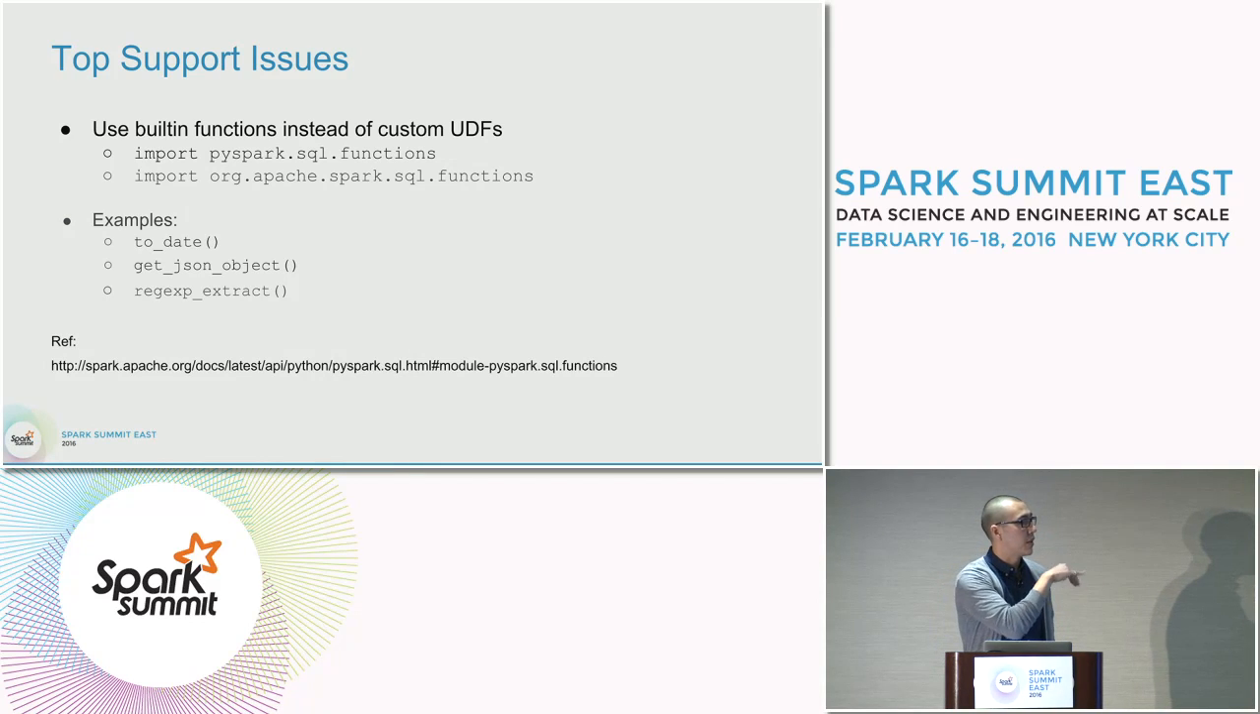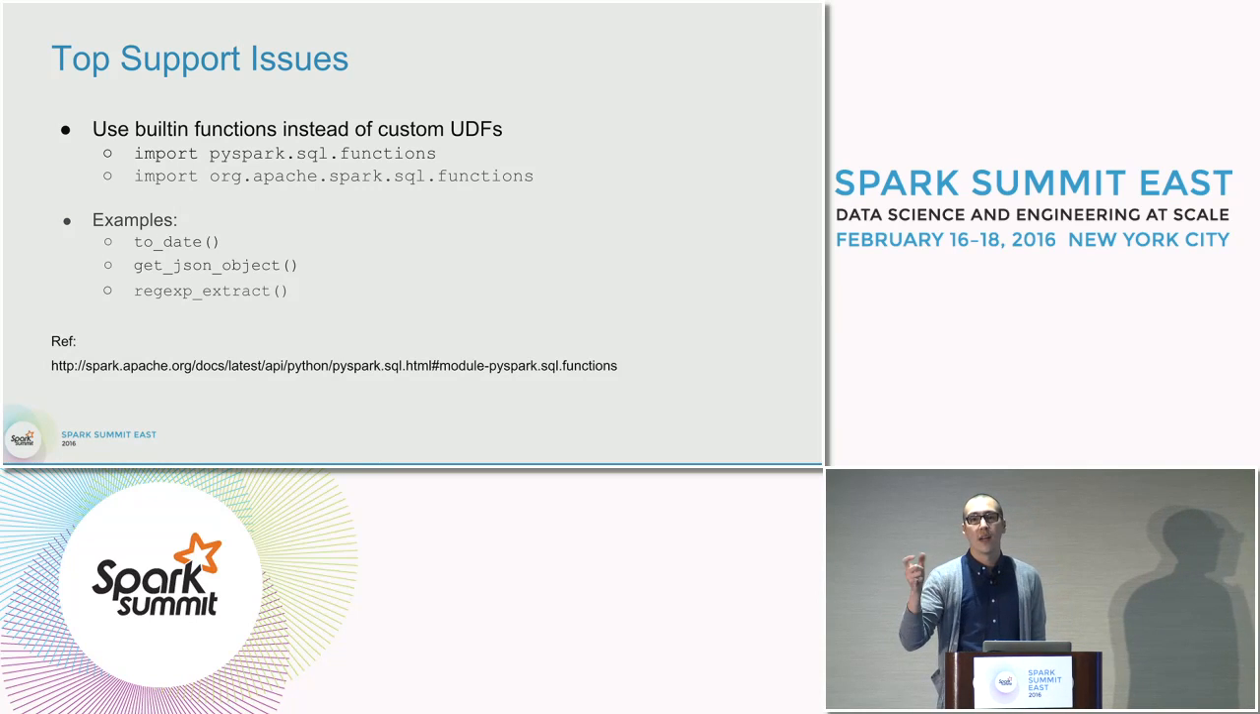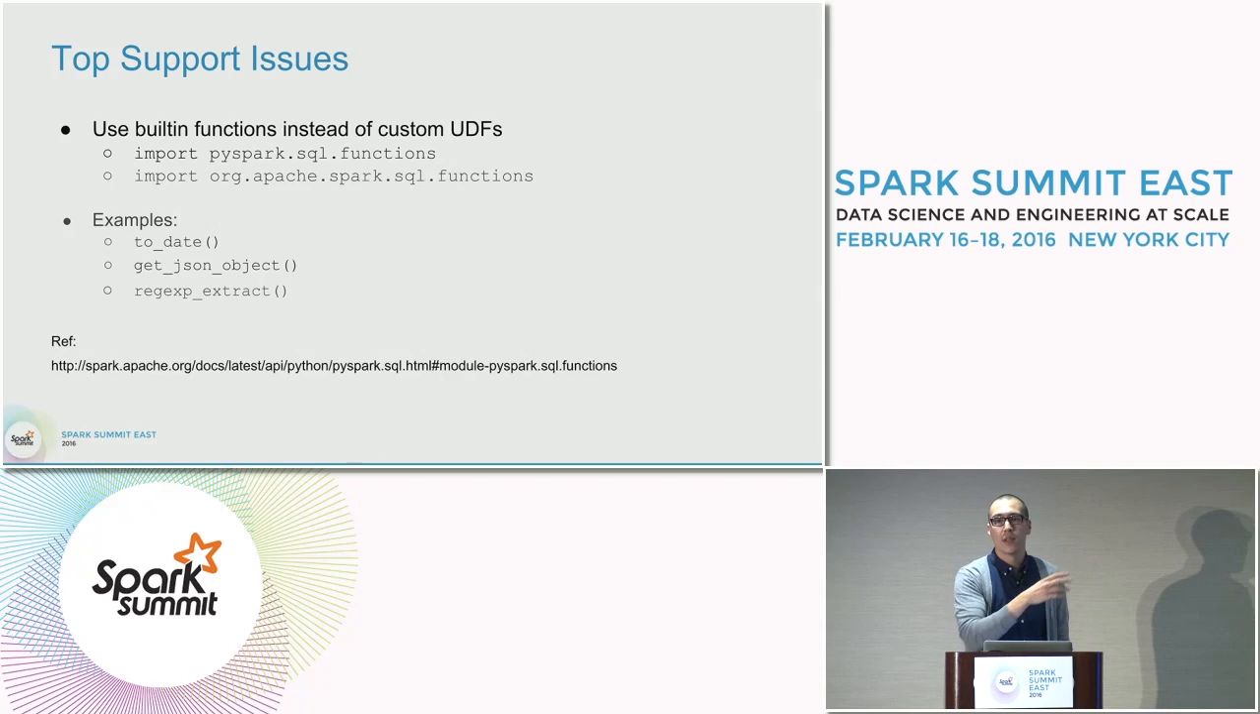Some examples: there's a toDate function, where if you have a string, timestamp value or column, you can pull out the date and generate just the date column. Regex replace or regex extract is another one. You don't need to be writing those. There are already built-in functions available that are going to be the fastest way to run those actions on your data frames. And then also get JSON object, right?